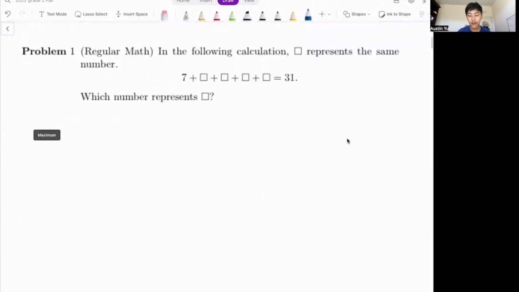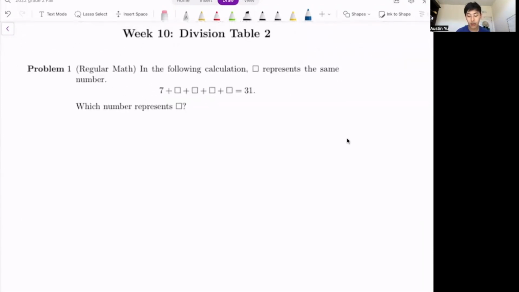Problem 1. In the following calculation, a square represents the same number. 7 plus 4 squares equals 31. Then which number represents a square?